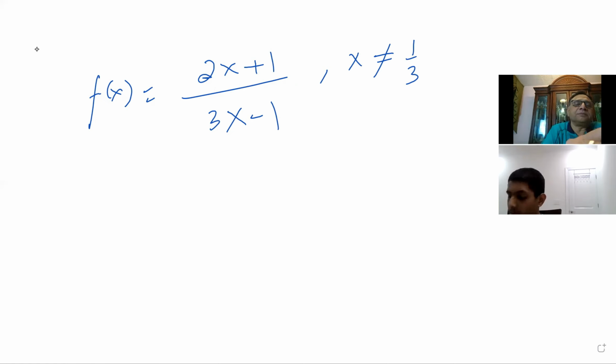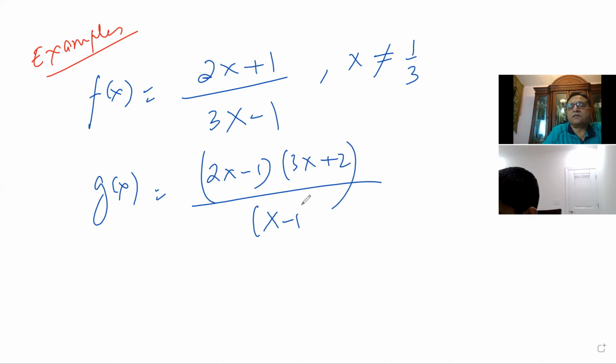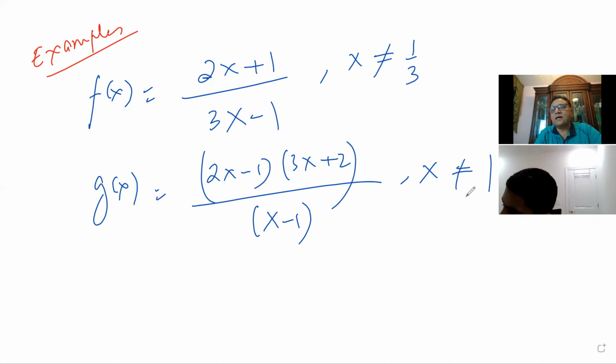So I'm just giving you a few examples of rational functions. We could have a rational function which is like this, g of x equals (2x minus 1) times (3x plus 2) divided by (x minus 1). You could write the polynomial in terms of its factors as given here. So in this case, we know x is not equal to 1. So it always has a restriction, you get the idea, because the denominator cannot be 0, correct? Yeah. Okay. So you have clear idea about this.